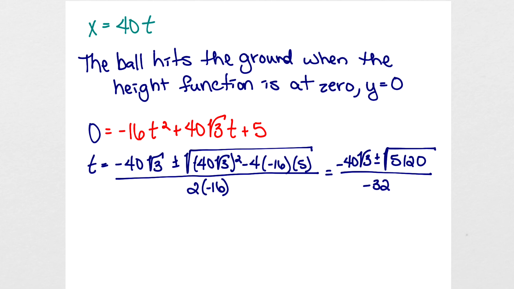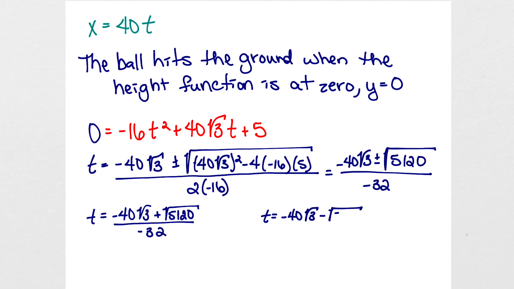So we've got the fact that t is equal to negative 40 square root of 3 plus the square root of 5120 divided by negative 32, or t is equal to negative 40 square root of 3 minus the square root of 5120 divided by negative 32. Put each of those in your calculator. And for the first one, we get 4.4. And the second one is negative 0.07.